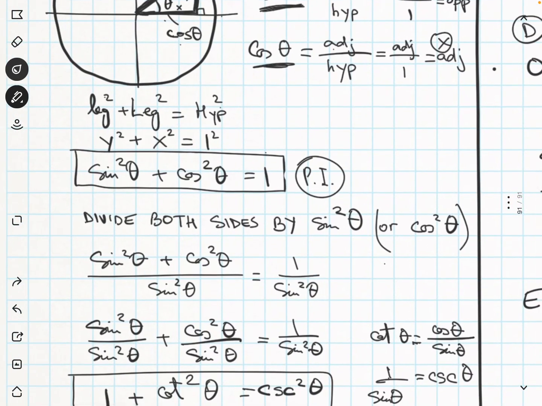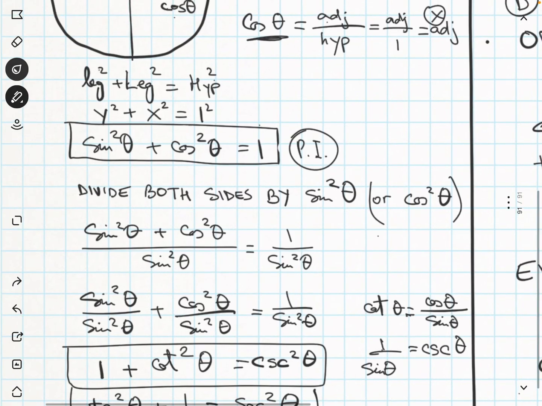If we take this Pythagorean identity and first divide it by sine squared theta, we end up with another Pythagorean identity, which is at the bottom now: 1 plus cotangent squared theta is equal to cosecant squared theta. How do we get to that? We divide both sides of the Pythagorean identity by sine squared theta. So on the left side I have sine squared theta plus cosine squared theta divided by sine squared theta. On the right side is 1 divided by sine squared theta. And break the fraction on the left side into two separate fractions. So there will be sine squared theta over sine squared theta plus cosine squared theta over sine squared theta is equal to 1 over sine squared theta.